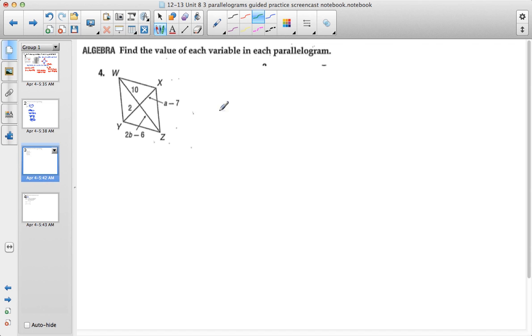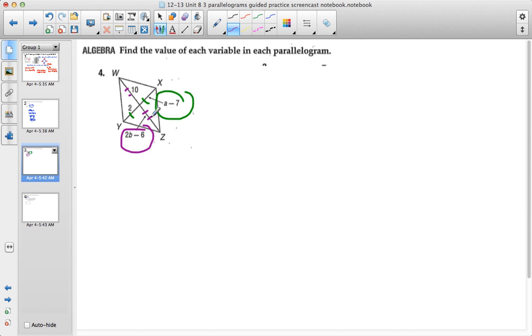Again, find the value of each variable in the problem. Well, now I have 2 variables that I'm trying to find. I need to find A, and I'm also going to need to find B. So I'll start with A. Based on the properties of parallelograms, what I know is that the diagonals bisect each other. So that means this segment is congruent to this segment, and this segment is congruent to this segment.